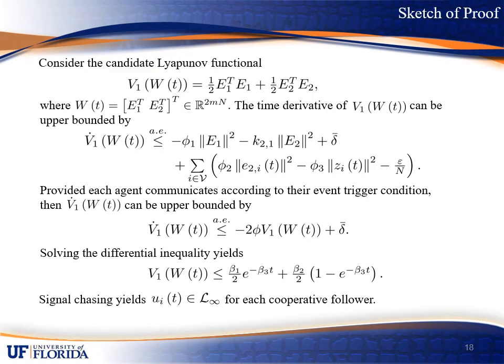Here's a sketch of the proof where we begin with the Lyapunov functional presented in the first line, and after taking its time derivative and substituting in the closed loop dynamics for E1 and E2, we can obtain the upper bound presented on the second to last line, which in combination with the construction of the Lyapunov functional provides the UUB bound for the E1 error system. After performing a signal chasing argument, we can conclude that the control signal for each cooperative follower is bounded.